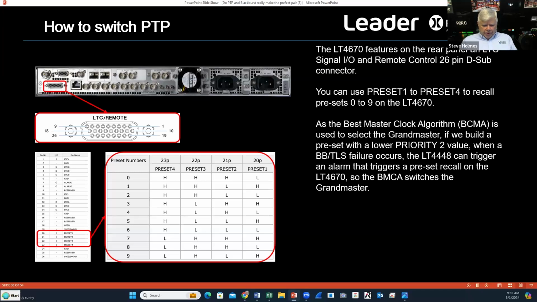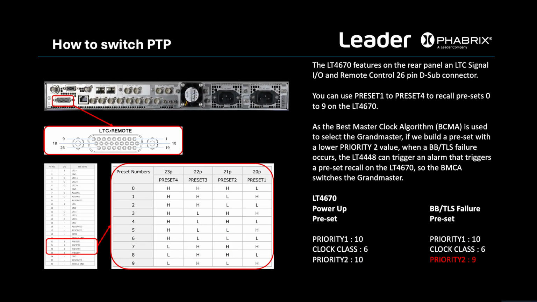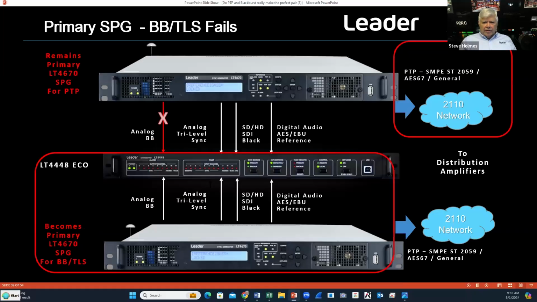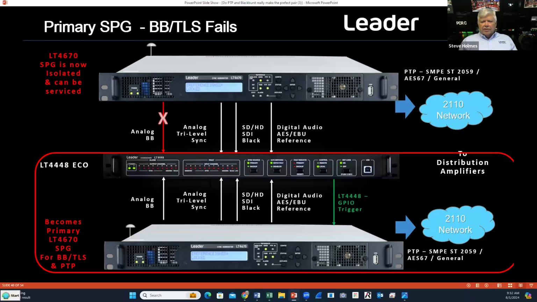One happens to be the ability, when the SPG swaps over, to make the primary unit a different clock priority than the secondary unit, and change its clock priority so that it is not the leader anymore. And the second SPG, because we've made it a better priority than the top unit, you can do it two ways.